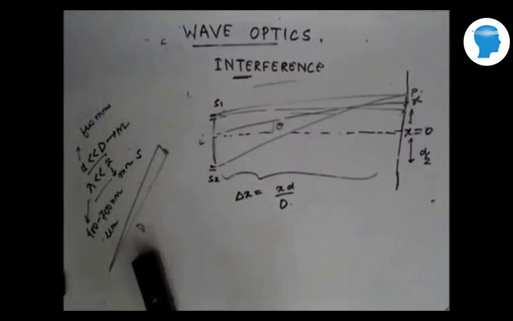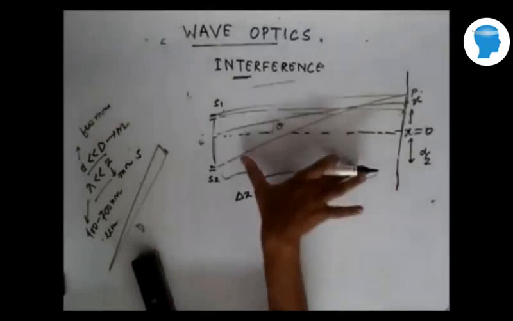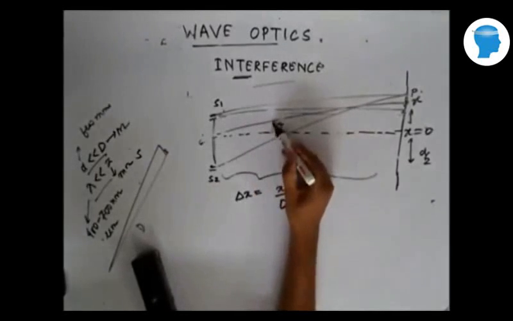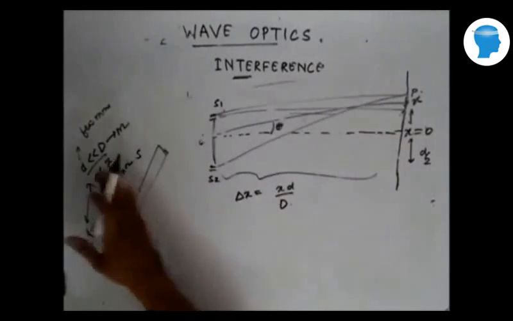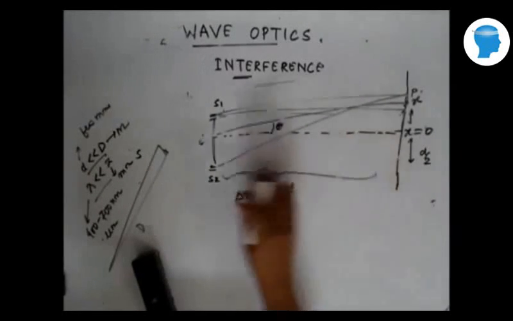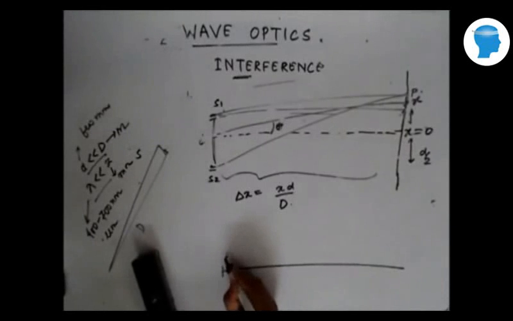Now, one other thing to note here is that this x by d is what? If this angle is theta, remember that this distance is very large. So since this distance is very large, what we can assume is that s1 and s2 and this angle is theta.